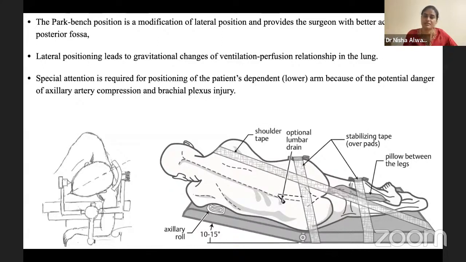it's not the classical lateral position. You can see here that the patient's head is almost turned towards the floor, so the tip of the nose is towards the floor. That's how they position. The patient is brought slightly up onto the tip of the table, and the dependent arm is positioned in such a way that it's freely hanging. One has to be very careful about the blood supply to this arm, as well as avoid any stretch to the brachial plexus, so an axillary roll is placed.